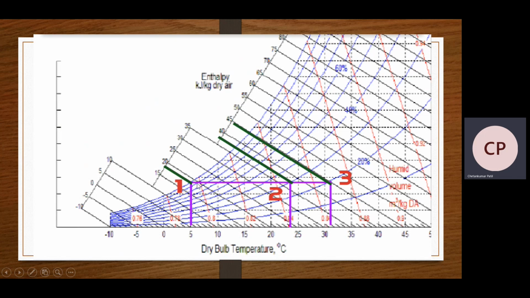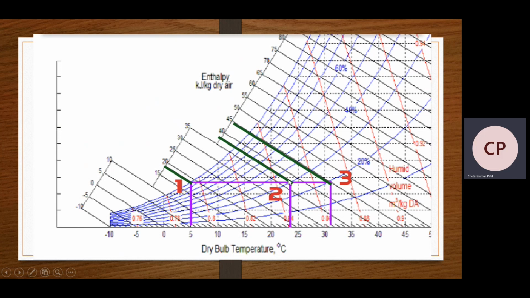So if we take the line parallel to this enthalpy line from point 1, then what is the exact value of this enthalpy? That is H1 is equal to 19 kilojoule per kilogram of dry air. So we have to select the same unit as given in this psychrometric chart.